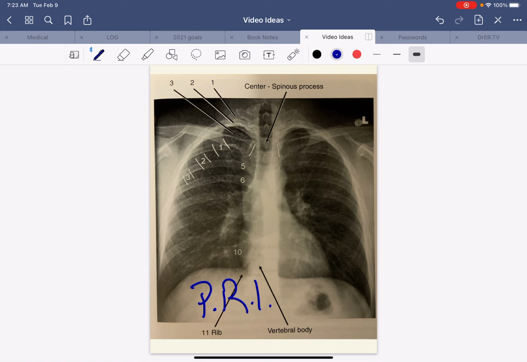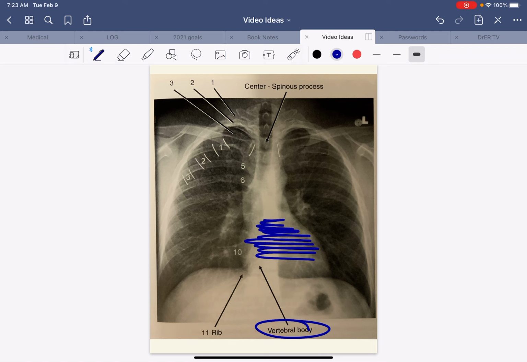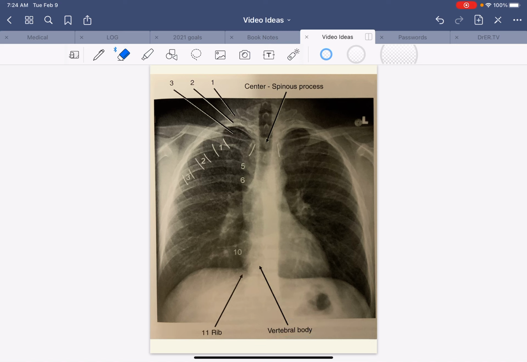PRI stands for penetration, rotation, and inspiration. And that's just a judgment of how adequate this film was. So the first one is penetration. Penetration is judged by the ability to see the lower vertebral bodies. You should be able to faintly see these vertebral bodies behind the heart. If you see too much of them, then the film is too penetrated. And if you see too little of them, it means the x-rays didn't quite go through, so the penetration was not sufficient. So enough or too much penetration is judged by the vertebral bodies.